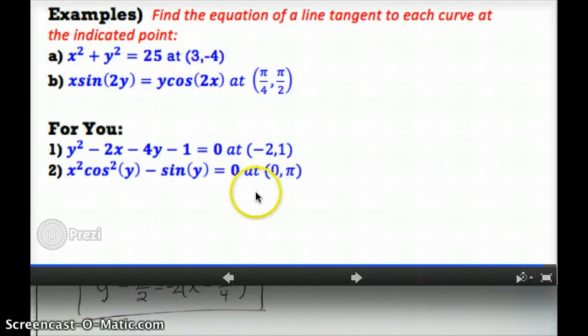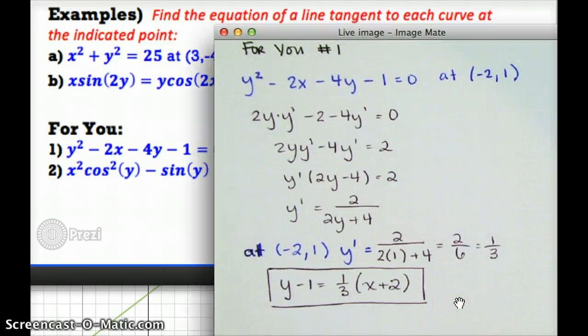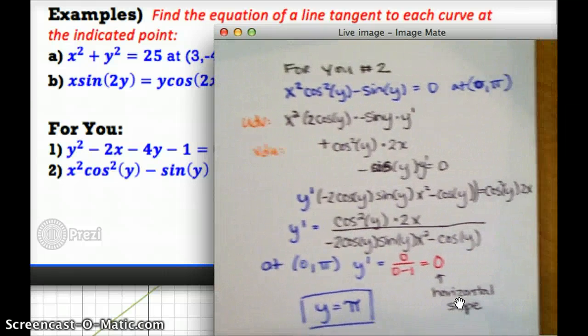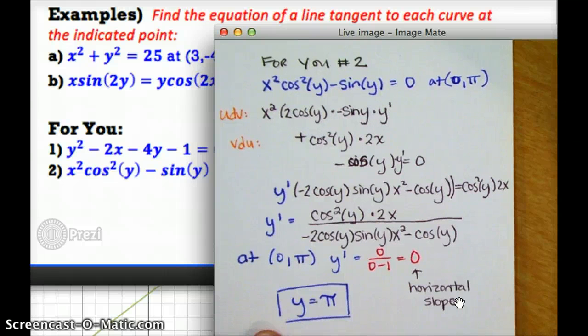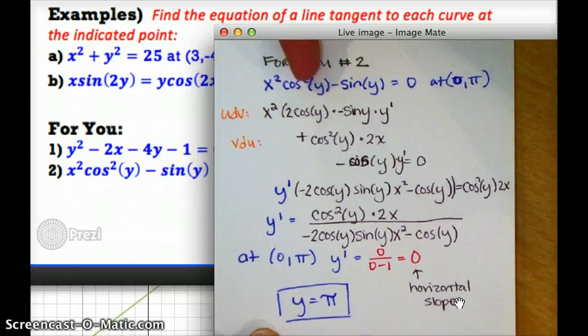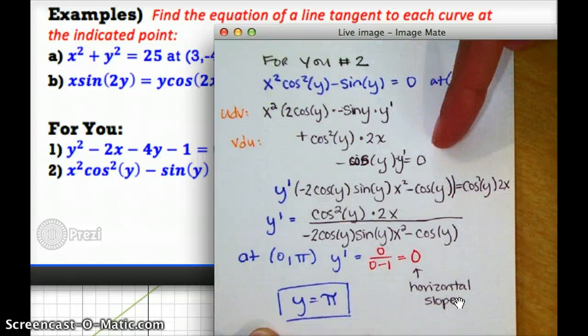All right, try this process. You've got 2 for yourself. Excellent. Here's the answer to the first one. Pause if you need more time. And here's how I worked out the second one. And as you can see here, I was using a product rule with the x squared and the cosine squared of y. And this is all supposed to be the first line of work with the 0 on the other side.